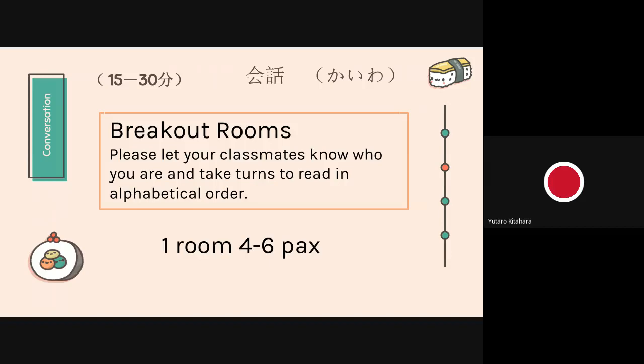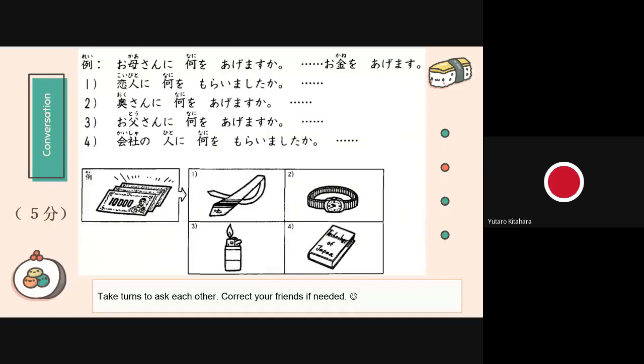Okay, breakout room, don't worry, our class is just enough to form one small room. Four questions here. So let me ask Curly for the first one. Hi Curly, ichiban, so you need to look at a picture. Don't know if you remember what this is or not. The question is, koibito ni nani wo moraimashita ka? You received what from lover? You can type out your answer for number one.